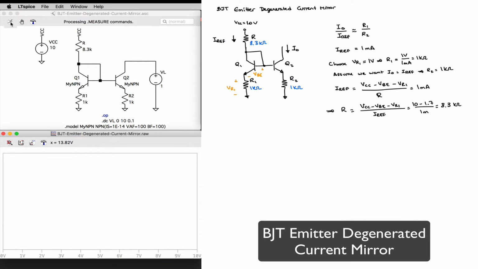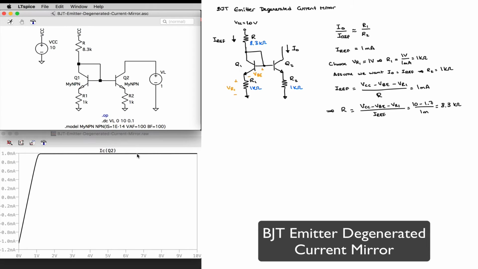I can run my simulation really quick, and I can plot my current across resistor Q2, which, as expected, is going to be equal to 1 milliamp. Notice how, since I now have 1 volt across that resistor R2, my compliance has decreased, since I now need at least 1 volt plus the saturation voltage of Q2 at the output in order for the transistor to be operating in the linear region and the current source to be operating properly. Therefore, my compliance range has decreased.